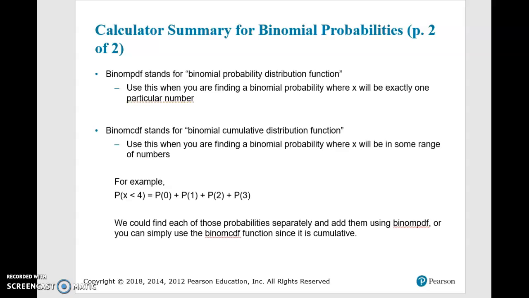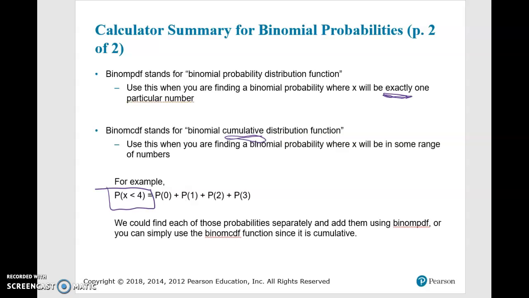Here's some helpful information that might help you understand. Binom PDF stands for Binomial Probability Distribution Function. Use this when you're finding a binomial probability where x will be exactly one particular number. Whereas binom CDF stands for Binomial Cumulative Distribution Function. Use this when you're finding a binomial probability where x will be in some range of numbers, so it's cumulative. For example, the probability that x is less than 4 will be the probability of x is 0 plus the probability of x is 1 plus the probability of x is 2 plus the probability of x is 3.